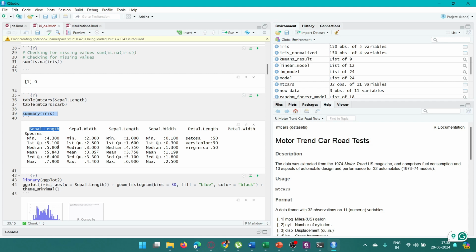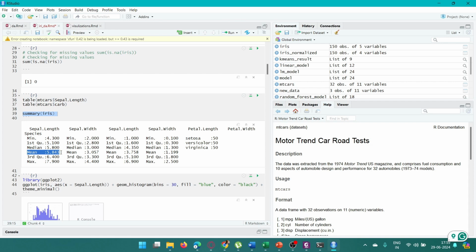After running the command summary iris, we can see the summary of statistics, or univariate analysis results. For example, take sepal length. What is the minimum value taken by the sepal length variable? You can see here that it is 4.3 centimeters, and the first quartile value is 5.1. So 25 percent of the sepal length is within the value of 5.1 centimeters, and the median value is 5.8. That means 50% of the sepal length values fall below 5.8, or the mid value of sepal length is 5.8.